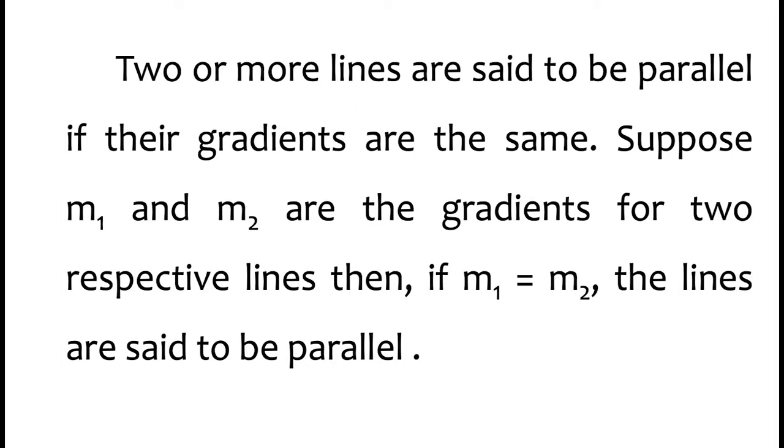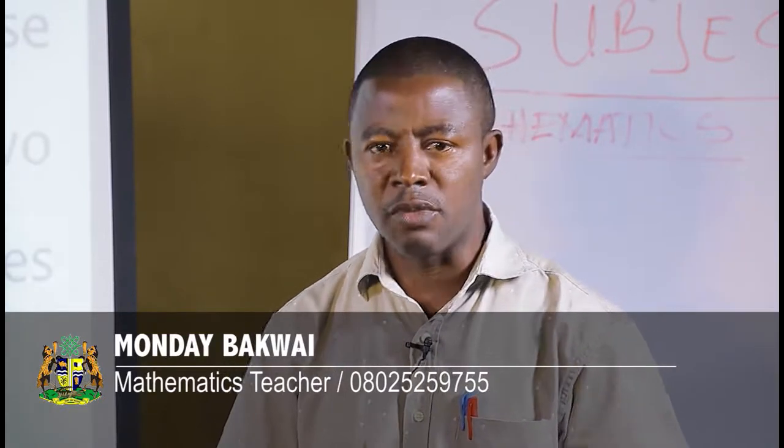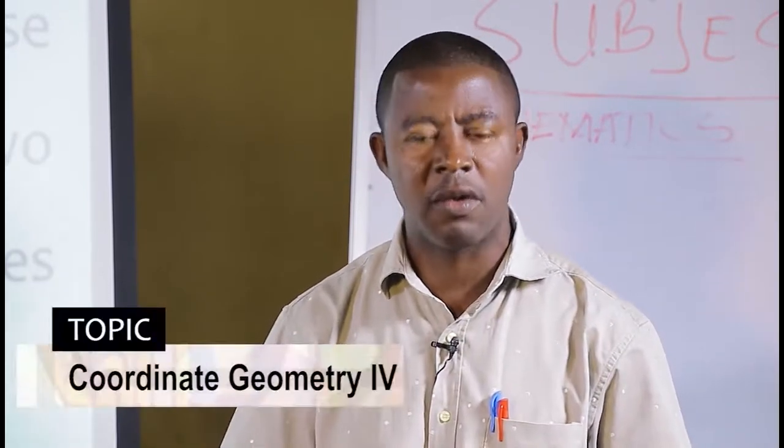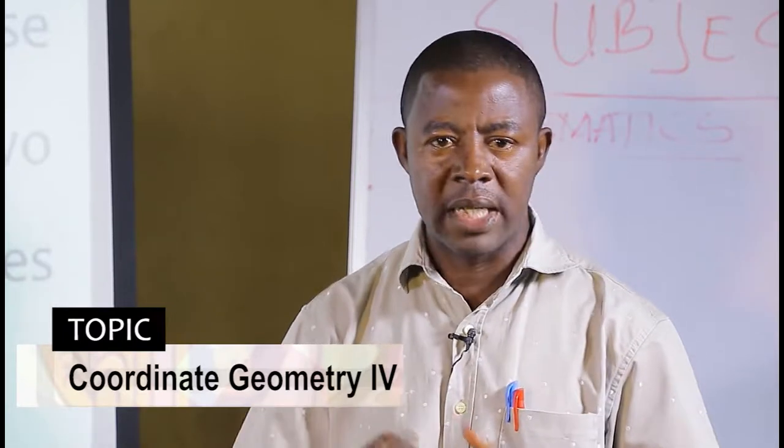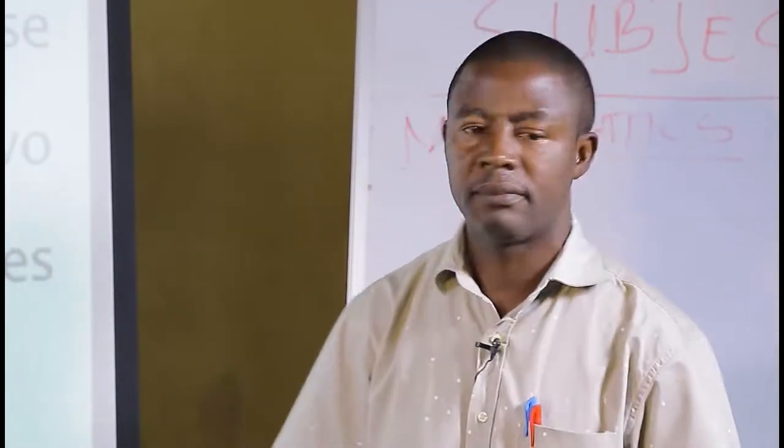And suppose M1 and M2 are the respective gradients of the two lines, then M1 must be equal to M2. M1 stands for the gradient of the first line, while M2 stands for the gradient of the second line. So if you get the same gradient, it is a clear fact that the two lines are parallel.